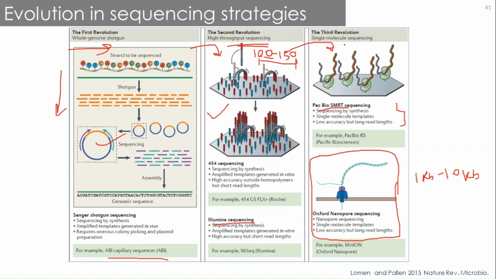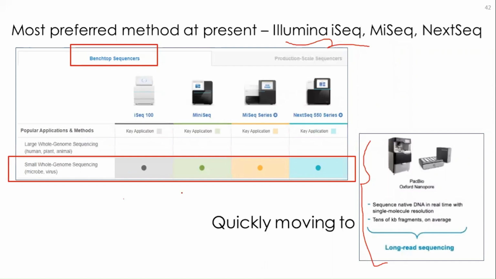The third revolution happened, which is also called the third generation of sequencing, where the sequencers are capable of making bigger fragments, and this particular Oxford Nanopore is a cheaper method than Illumina or PacBio, right? At present, most labs across the world use Illumina, which is second generation and is quickly moving toward third generation. If the lab is very well funded, then they go for PacBio. Those who sequence more frequently are moving toward Oxford Nanopore sequencing, right?